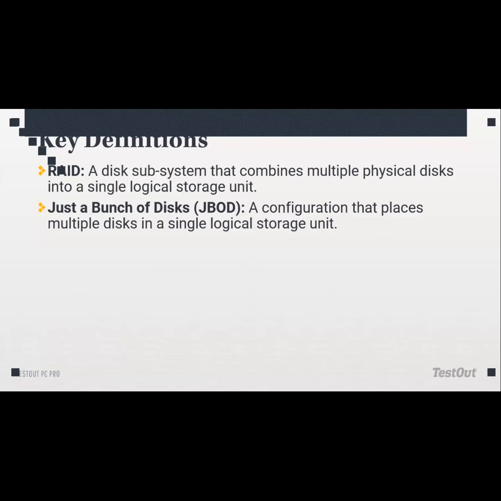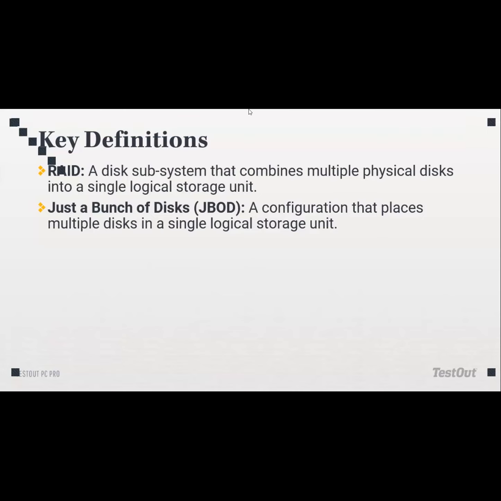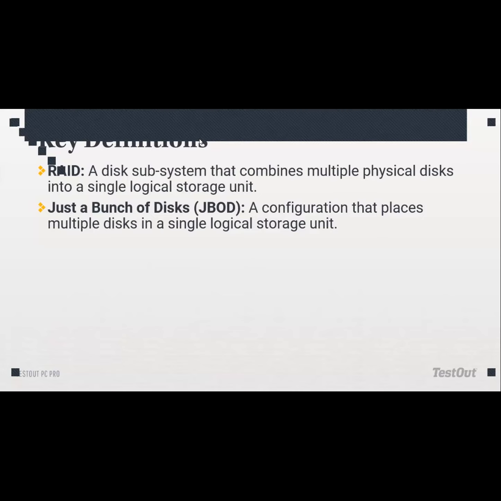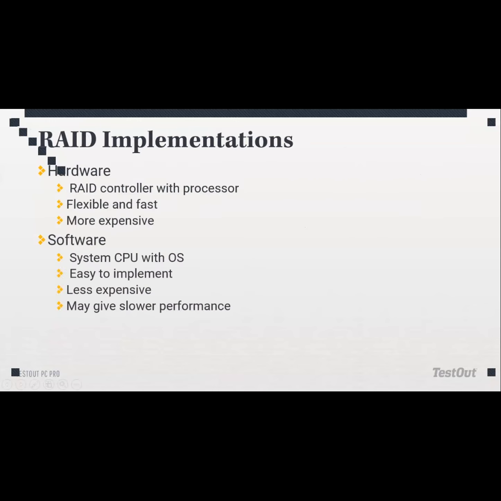The next topic here is just a bunch of disks, in bracket JBOD. It is a configuration that places multiple disks in a single logical storage unit, okay? So basically they have the same definition, but they only differ at the level of their implementation, all right? JBOD doesn't need a very special configuration, whereas RAID has a lot more complex implementation that makes it perform all the characteristics that we say it has.